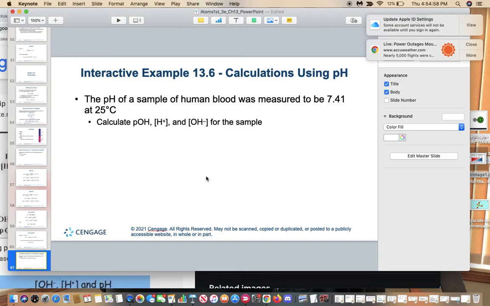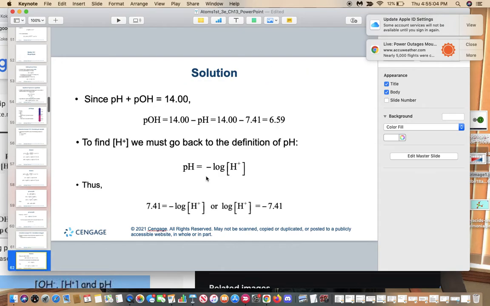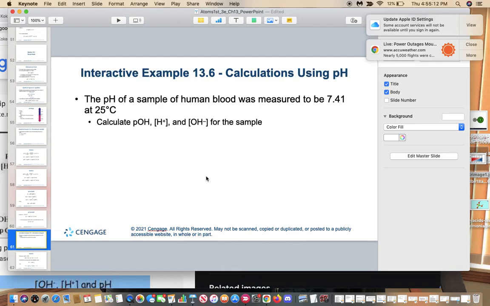So the pH of a sample of human blood was measured to be 7.41. Find the pOH. Well, the pOH is just 14 minus the pH, or 14 minus 7.41, which is 6.59. Now let's find the H plus and the OH minus.